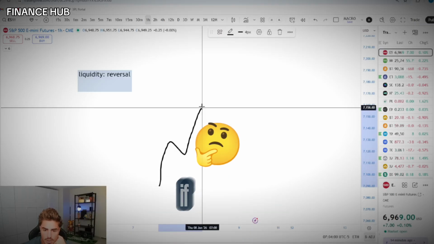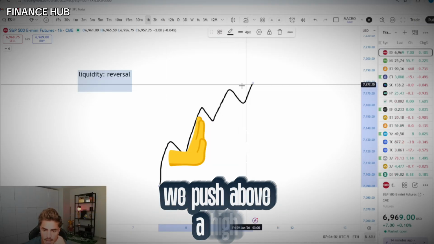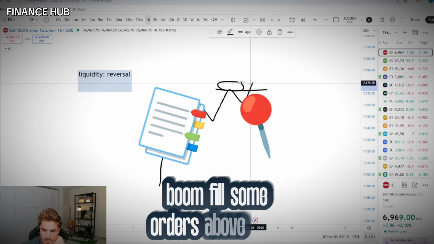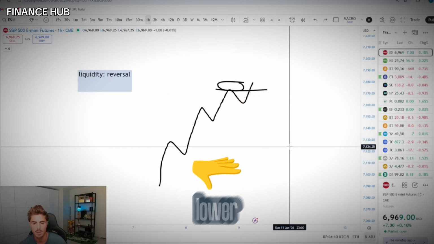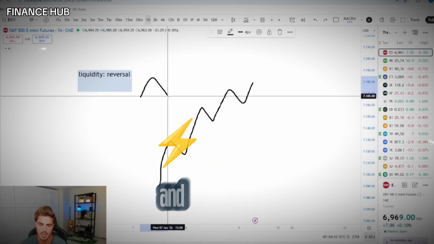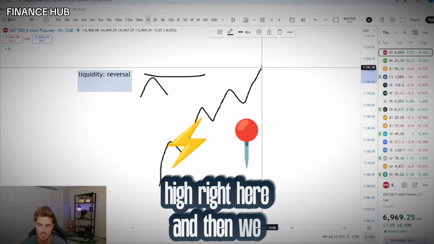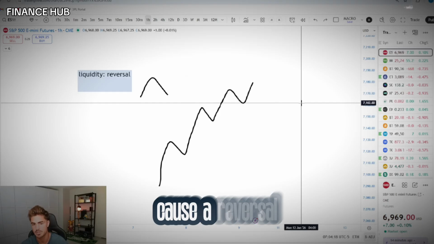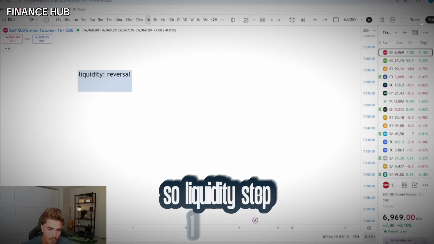Because again, if we're in an uptrend and we push above a high, what do we have the opportunity to do? Boom, fill some orders above here and then cause price to go lower. Or if we're in an uptrend and then there's a high time frame high right here and then we push above it, we have the opportunity to potentially cause a reversal. So liquidity is step one of our strategy.